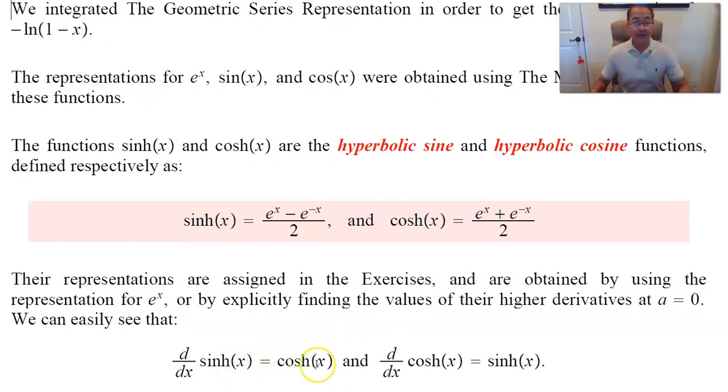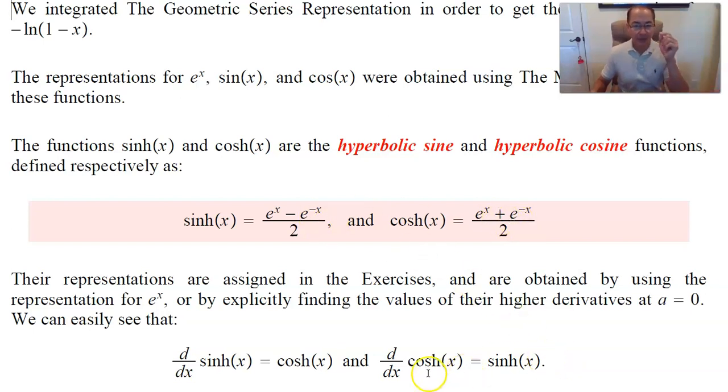The derivative of sinh is cosh. Check out the chain rule. When you take the derivative of e to the x, you get e to the x. For e to the minus x, you get minus e to the minus x. So that minus becomes plus, and you get cosh. 1/2 is just a constant. Similarly, the derivative of cosh is just sinh. So e to the x stays e to the x, but e to the minus x becomes minus e to the minus x. So we get sinh.